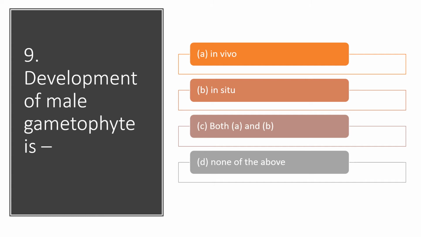But here, the development of the male gametophyte takes place both within the organism as well as outside the organism. As you know, at the time of cross pollination the pollen grain transfers from one plant to another plant, and it develops outside the plant, on the stigma. So the development of the male gametophyte takes place in vivo as well as in situ. So the answer C is the correct option, both A and B.